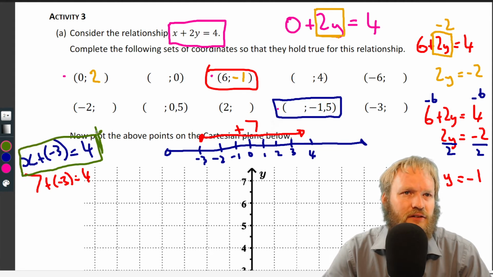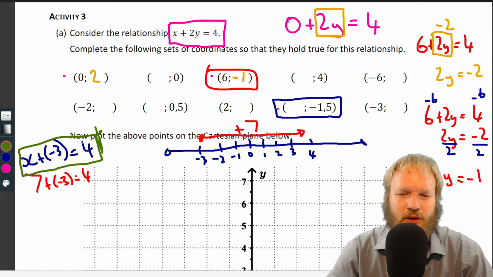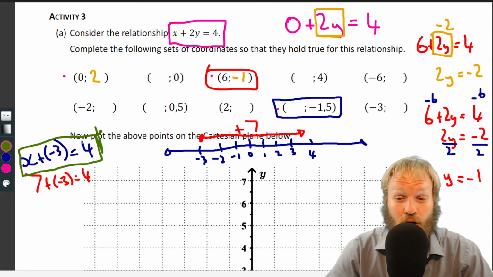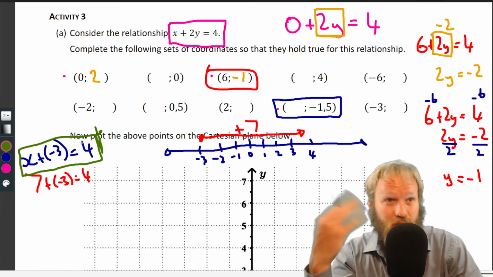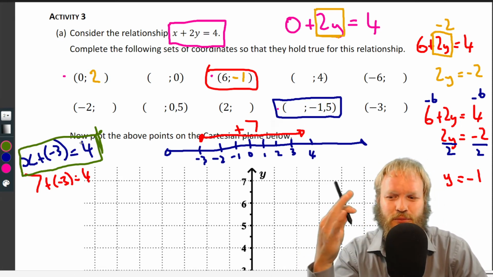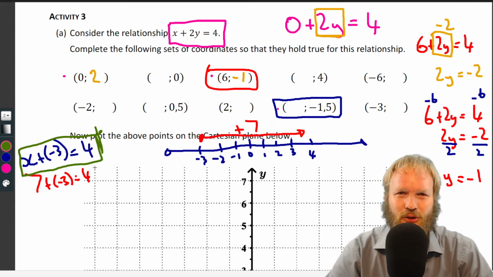x plus negative 3 equals 4. What's another way of looking at that and therefore determining what x is? Okay, I'm hoping there are going to be a range of responses coming. I purposely say range of responses because there's no one particular way.